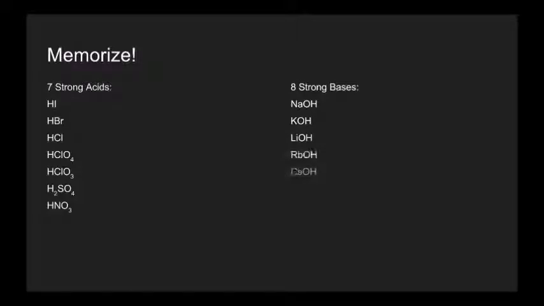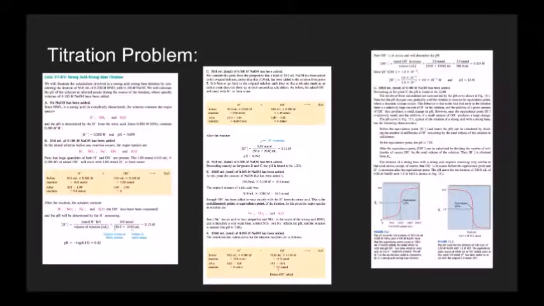Moreover, we should memorize these strong acids: hydroiodic acid, hydrobromic acid, hydrochloric acid, chloric acid, sulfuric acid, and nitric acid. Meanwhile, looking at strong bases, there's sodium hydroxide, potassium hydroxide, lithium hydroxide, rubidium hydroxide, cesium hydroxide, calcium hydroxide, barium hydroxide, and strontium hydroxide. Okay, so next we're going to talk about titration problems.